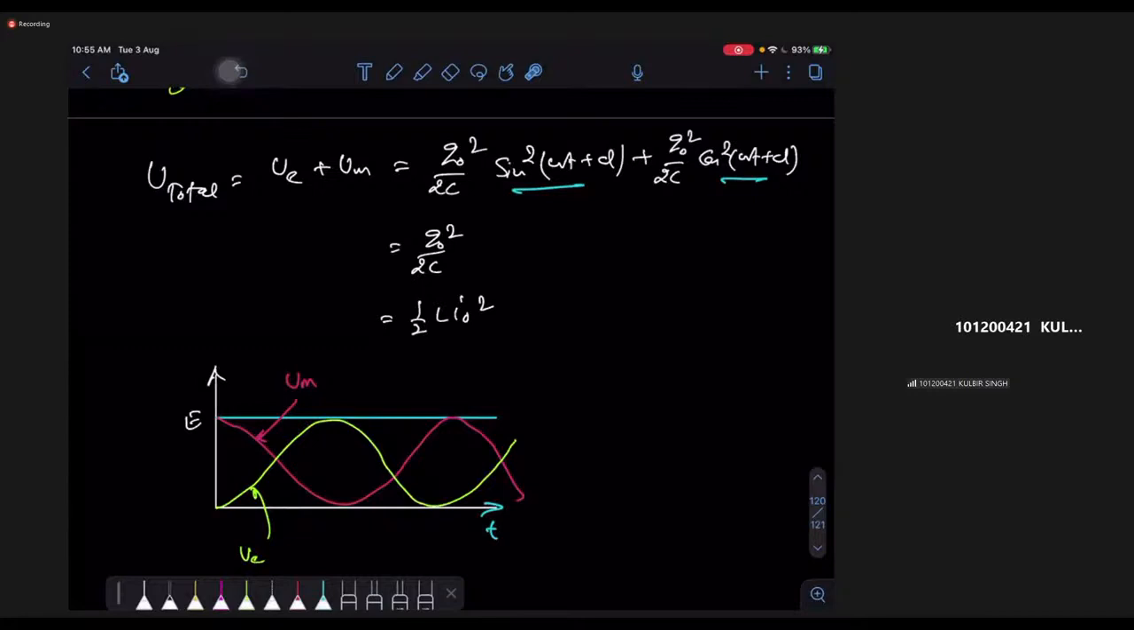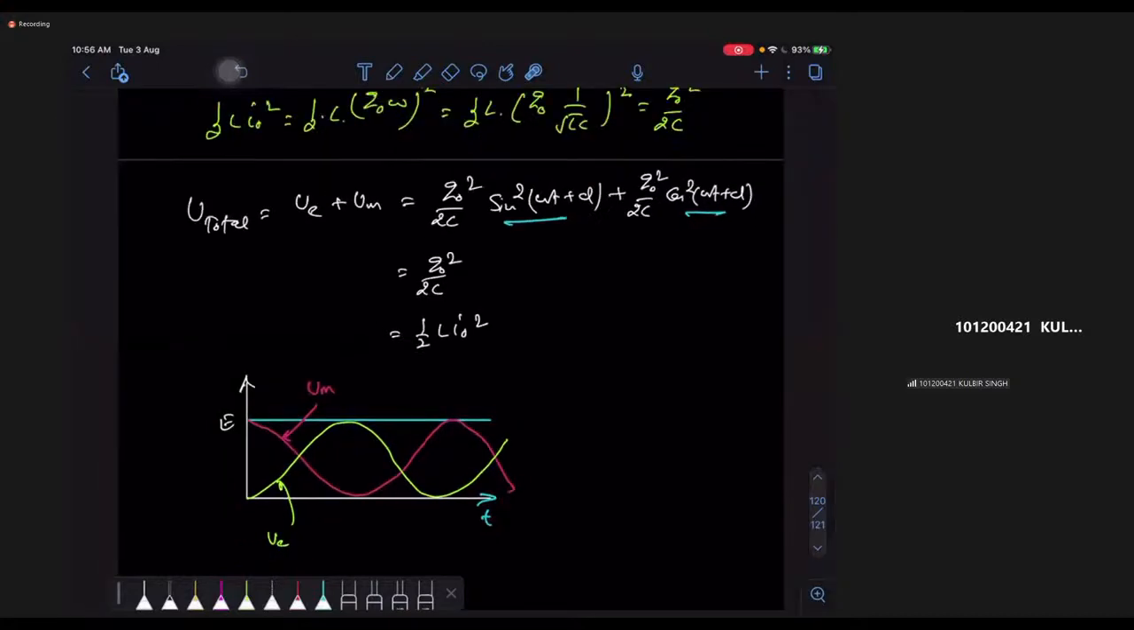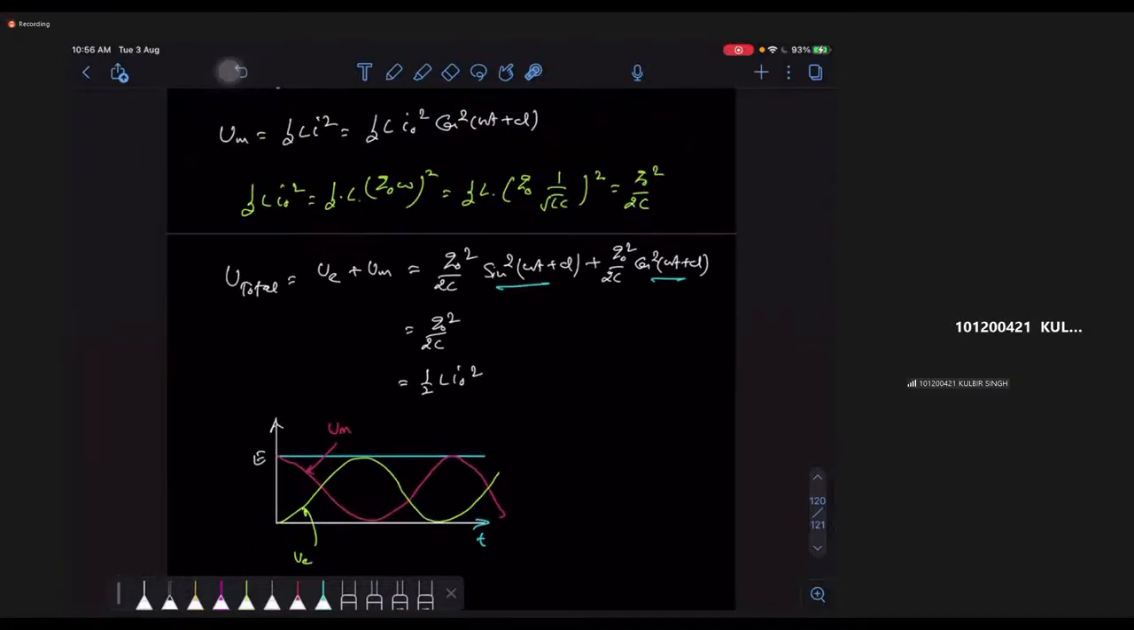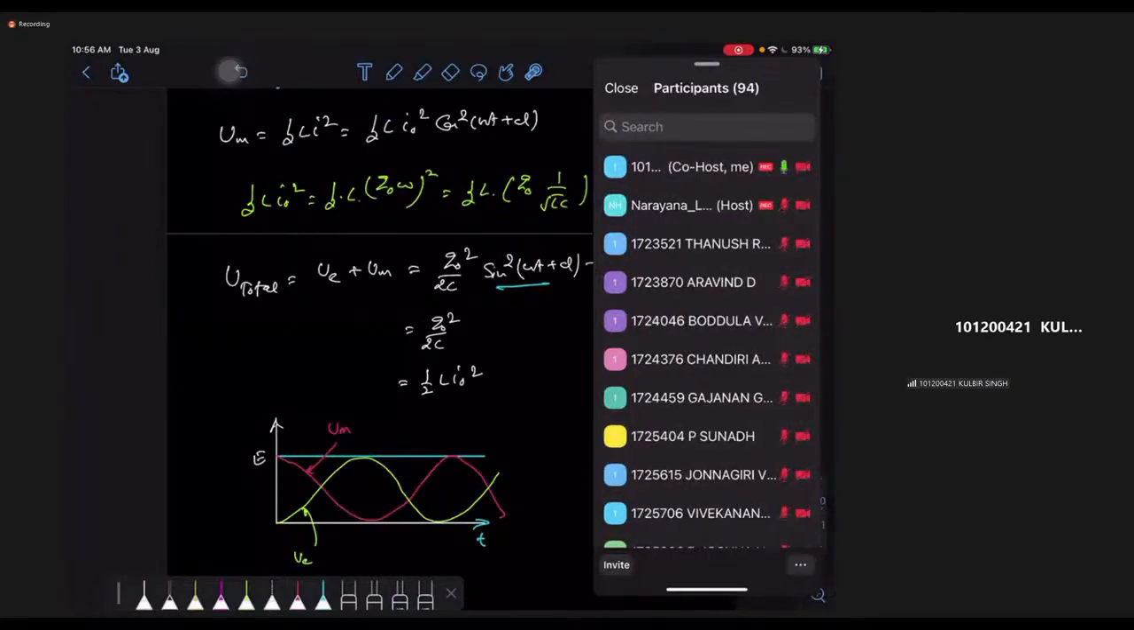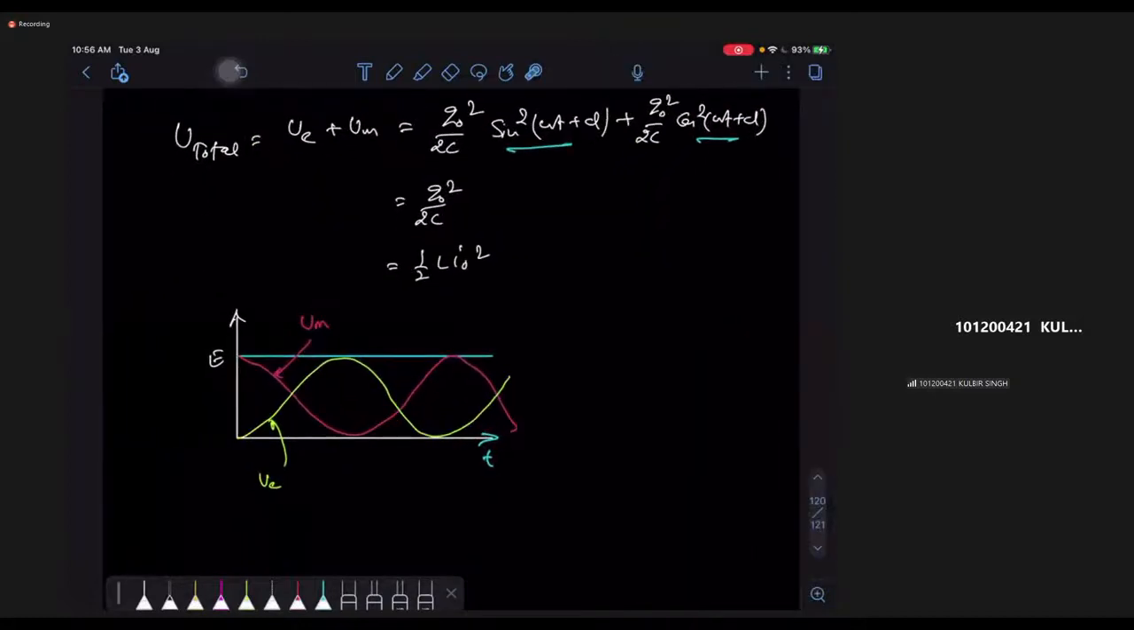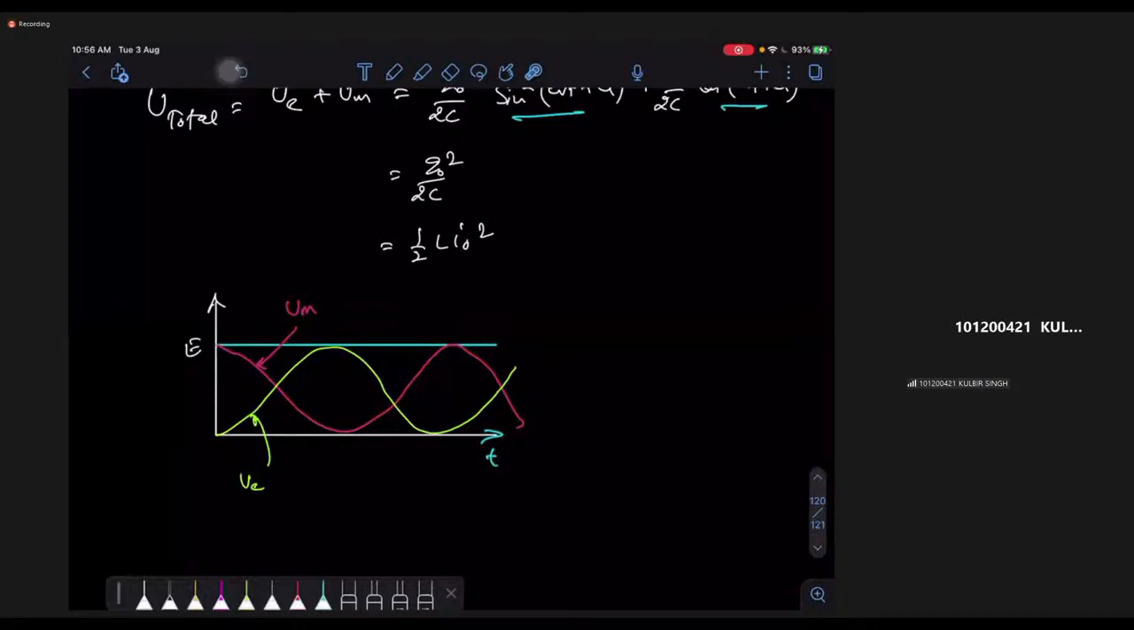keep on oscillating forever. Just like our pendulum, if friction is absent, the pendulum keeps on oscillating forever. But if friction comes, then it will slowly die out. The same thing happens with resistance. When the resistance comes, the amplitude is going to die out. But as long as we have pure LC circuits, it is an undamped oscillation. In these undamped oscillations, electrical energy goes into magnetic energy, and magnetic energy goes into electrical energy.